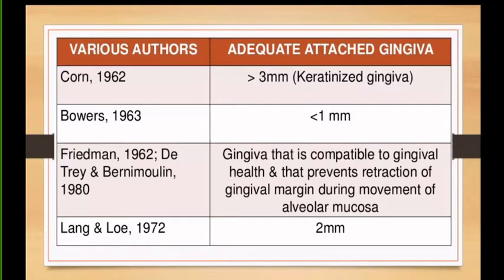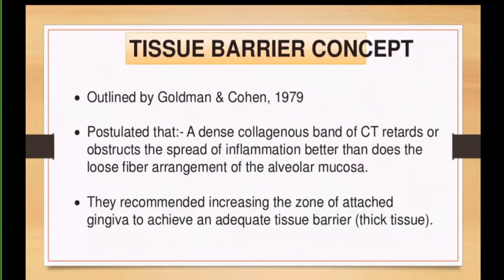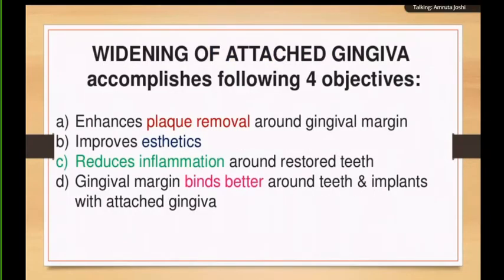Some studies say that. But what is important is Lang and Löe in 1972, who stated that 2 mm is important for optimal oral health. So why do we need to increase the width of attached gingiva? There are four factors. It enhances plaque removal by the patient, it improves aesthetics, it reduces inflammation, and the gingival margin binds better around the teeth. So for these reasons, whenever there is inadequate width of attached gingiva, we need to increase the width.